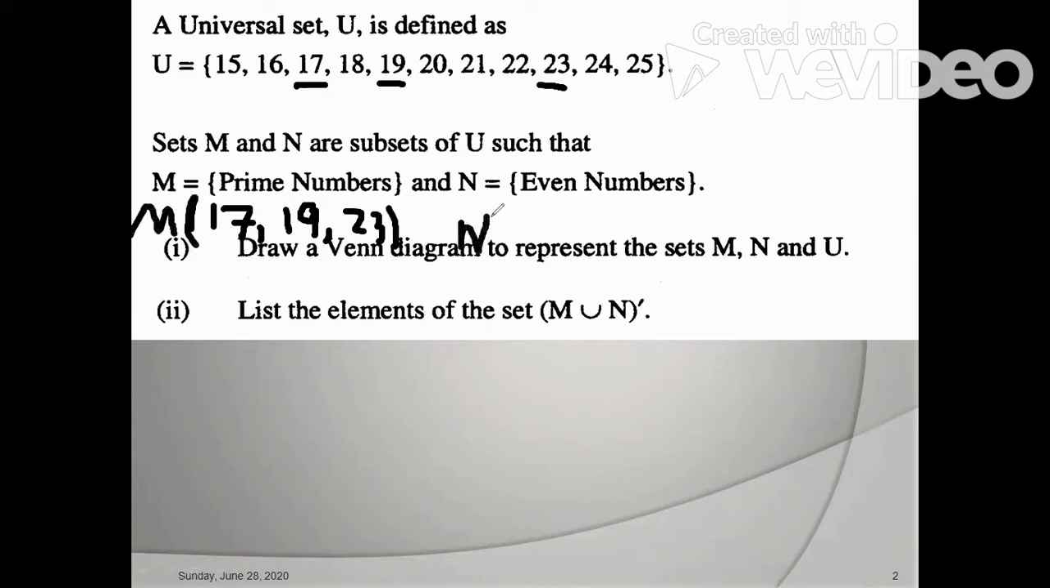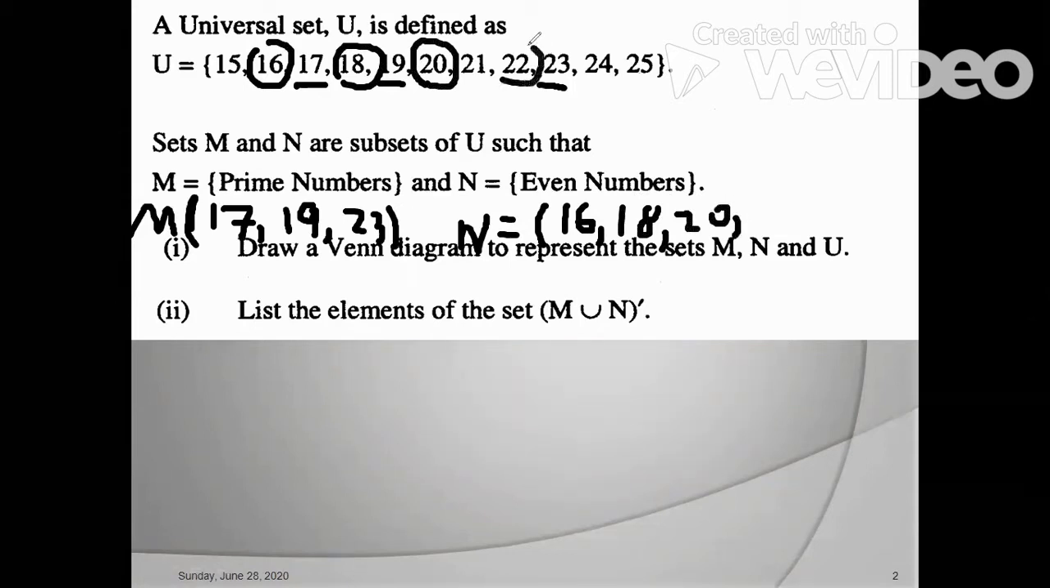Set N now, we have even numbers. And you know even numbers are numbers that, when you divide by 2, you get remainder 0. So our first even number there is 16. We have 16, 18, 20, 22, and lastly 24.